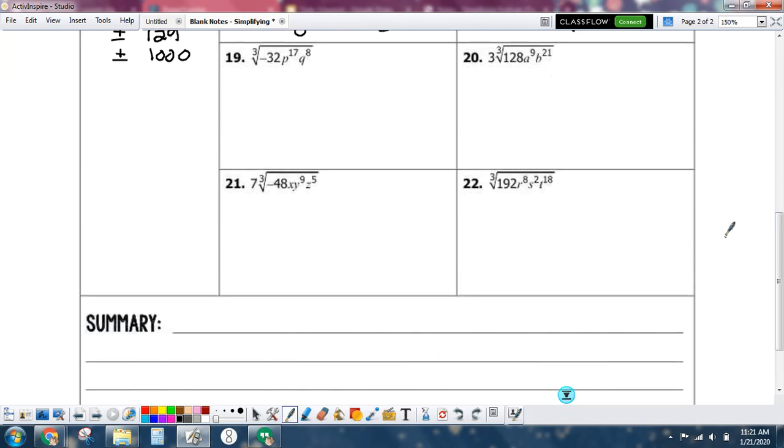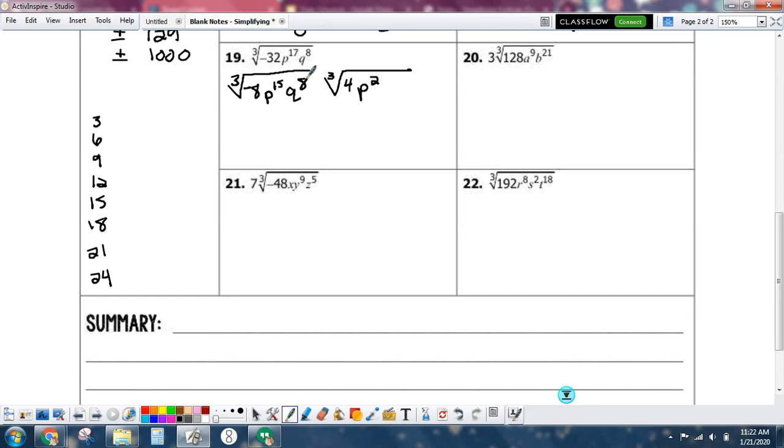All right, for 19, I've got the negative 32 under there, and I know that a negative 8 times something is going to get me to negative 32, so I'm going to use negative 8. And negative 8 times 4 is 32. And then I have p to the 17th. The multiples of 3 that I know, if you need help, you can write those out too. 9, 12, 15, 18, 21, 24. Okay, so you can write the multiples too, so that helps you. So 17 is in between here. So 15 is the closest one I have. So I'm going to do p to the 15th. And there's 2 extras, so I'm going to put them over here. And then q to the 8th, the closest one I have is 6. And then put the 2 extras over here.